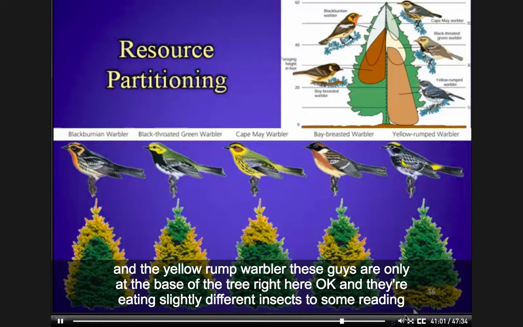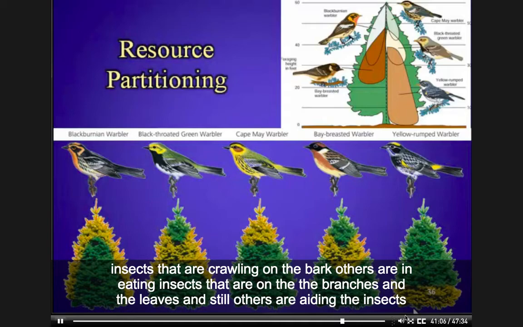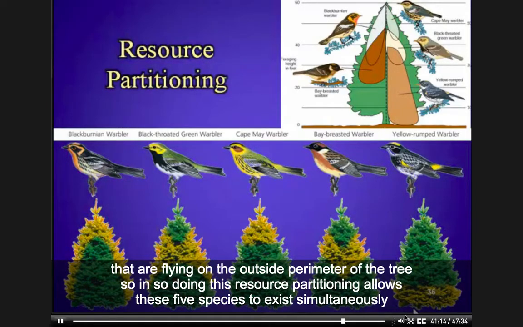Okay, and they're eating slightly different insects too. Some are eating insects that are crawling on the bark, others are eating insects that are on the branches and the leaves, and still others are eating the insects that are flying on the outside perimeter of the tree. So in so doing, this resource partitioning allows these 5 species to exist simultaneously.